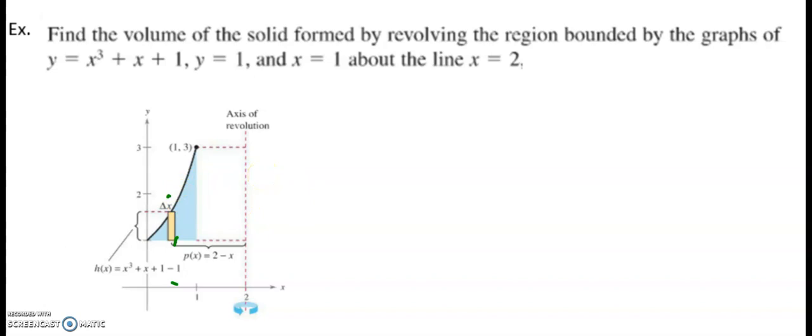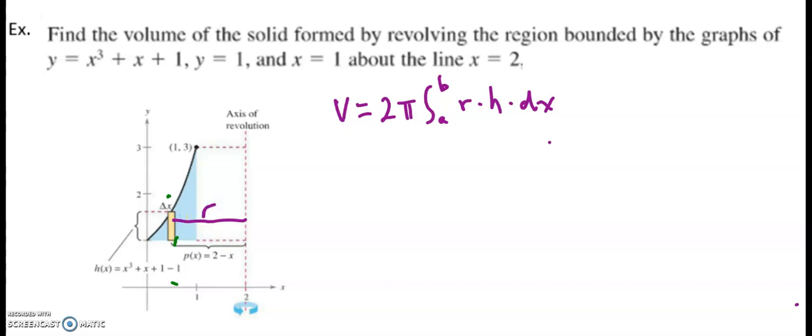Okay? Well, again, to set up this integral, I know the volume will equal 2 pi times the integral from a to b of whatever the radius is of the shell times whatever the height is of the shell times dx. Now I'm going to figure out what the radius is. Again, to figure out the radius, we always put our pencil on where the axis of revolution is, and we go back to where we get to our shell or our rectangle. This is going to be my radius.